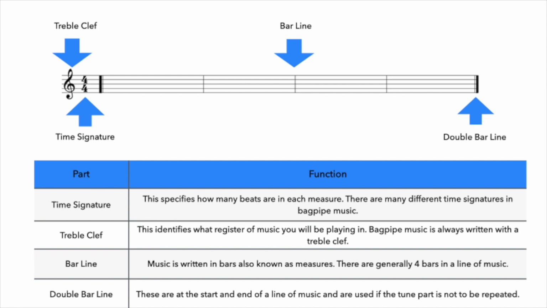Next we have the bar line. Music is written in bars, also known as measures, and bar lines are used to separate those bars. There are generally 4 bars in a line of music. Next we have the double bar line. These are at the start and end of a line of music and are used if the tune is not to be repeated.